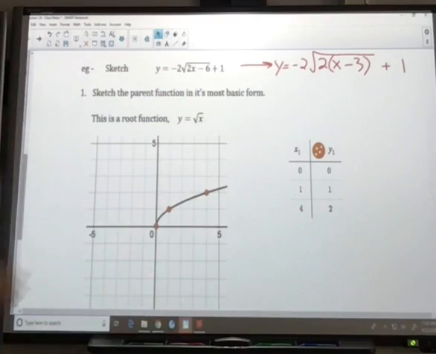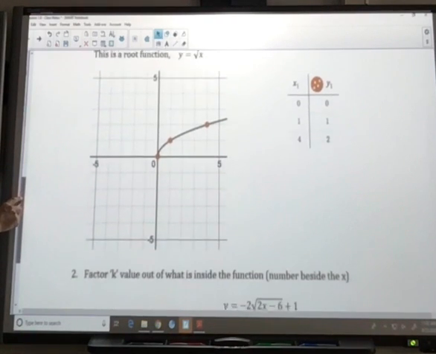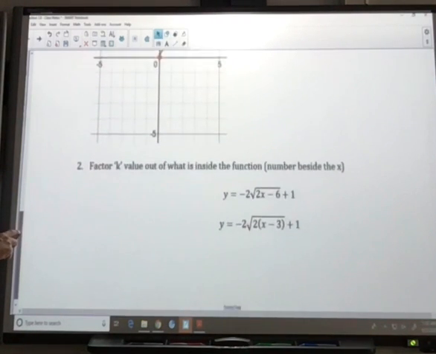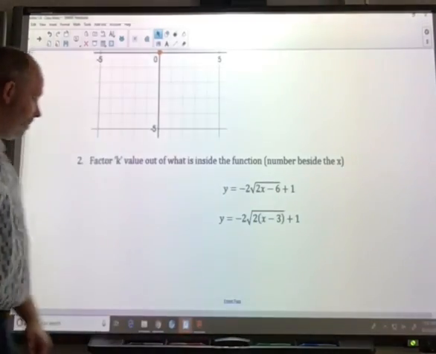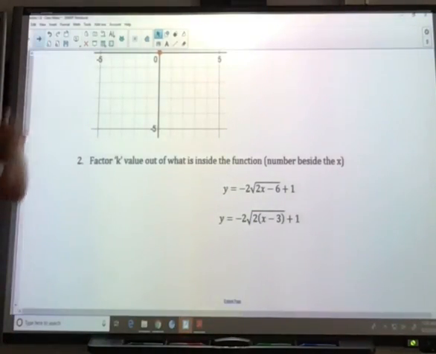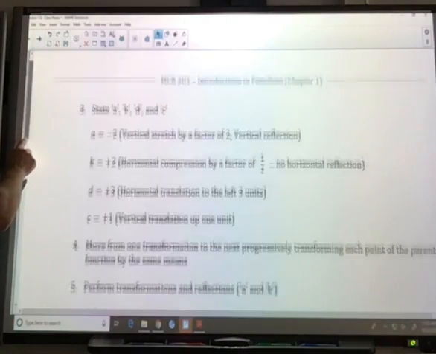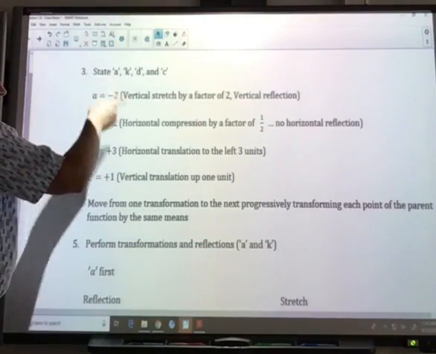That's the table of values. Perfect, okay? Then what we do is we factor the k value out, which is what I just did. So I factored that 2 out, okay? And then your next step, pretty easy, pretty straightforward, is to state your A, K, D, and C values.